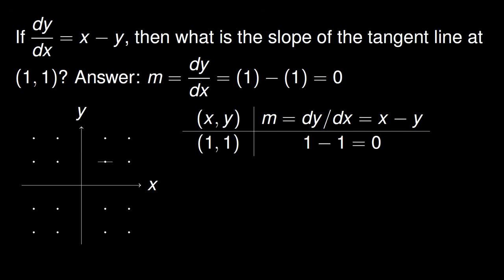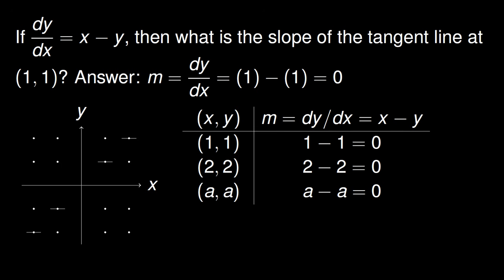We can plug in any point we want and figure out what the slope of that associated tangent line happens to be. So let's take the point (2, 2). When we plug that in, 2 minus 2 gives us 0, so at the point (2, 2) we also have a tangent line slope of 0. You might recognize that for every single point where the x and y coordinates are equal, the slope of the tangent line is 0. So for every point along here where y equals x, we have a horizontal tangent line, and we draw a faint horizontal tick mark.